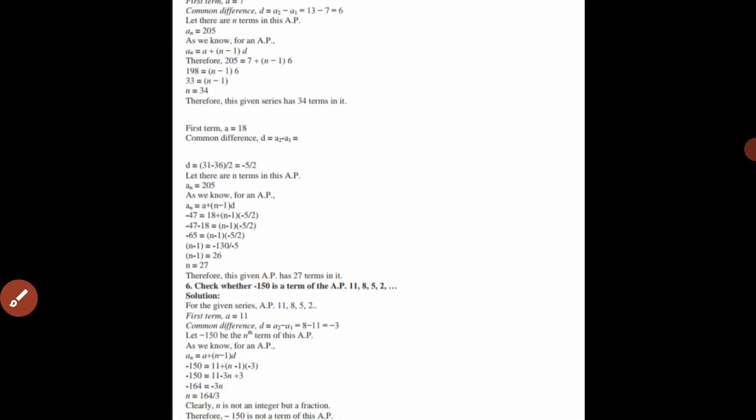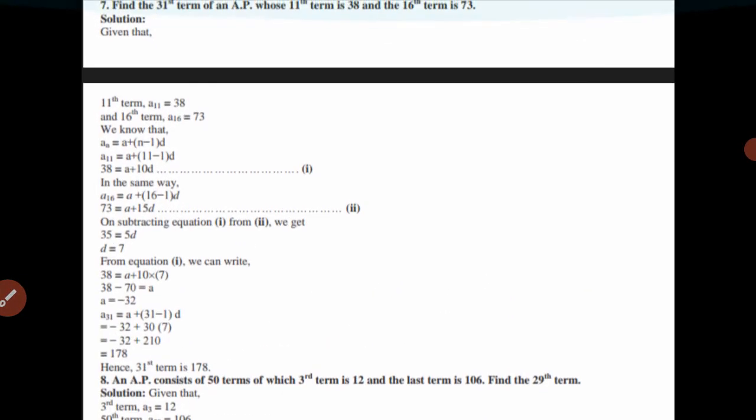Now similarly, see the next question. In the next question, question number 7, we have to find the 31st term of an AP whose 11th term is 38 and 16th term is 73.